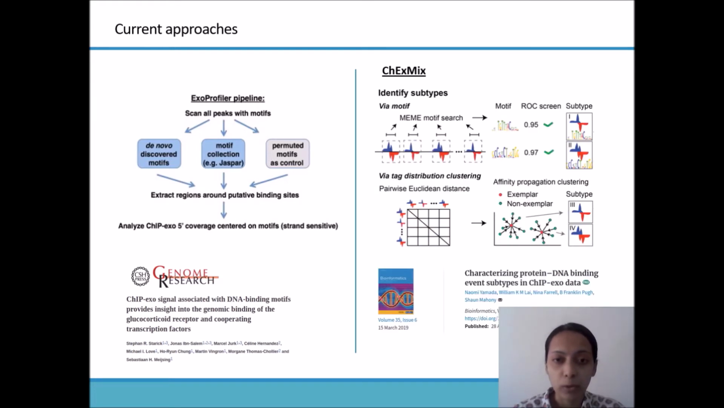The other approach is ChExMix by Yamada et al. They first initialize the potential binding regions into subtypes based on either de novo motif finding or on the distinct read distributions detected in the top most enriched regions. After that, they use EM to refine these subtypes over the complete dataset.